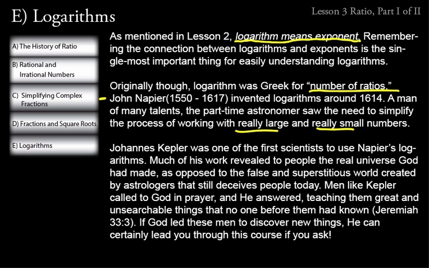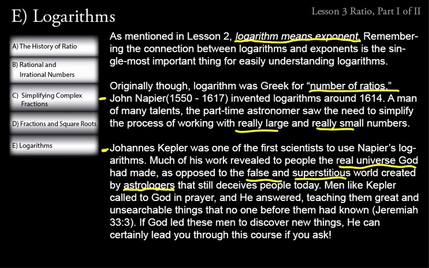And we talked about Johannes Kepler. This is the third lesson we've talked about him. He's one of the first scientists to use Napier's logarithms, and much of his work revealed to people the real universe God had made, as opposed to the false and superstitious world created by astrology. Big difference between astronomy and astrology, and there are still problems with astronomy, especially some of the ages that they come up with. Men like Kepler called to God in prayer. He answered. He taught them great and unsearchable things that no one before them had known.